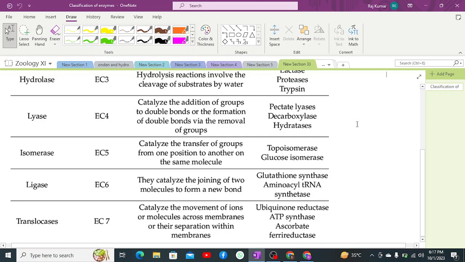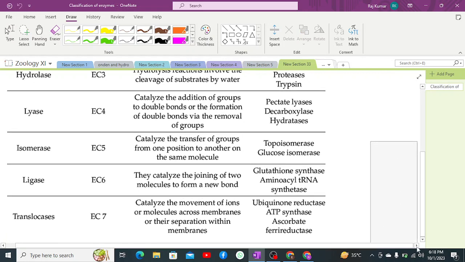Isomerase is a type of enzyme which catalyzes the intramolecular rearrangement of atoms of molecules, such as phosphohexose isomerase. Phosphohexose isomerase converts glucose 6 phosphate into fructose 6 phosphate, which is an isomer of glucose. In that case, this is a function of isomerase.